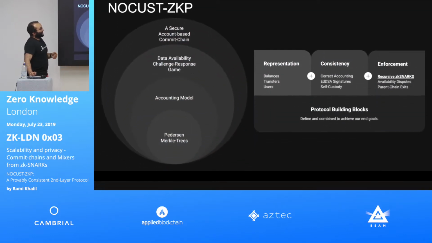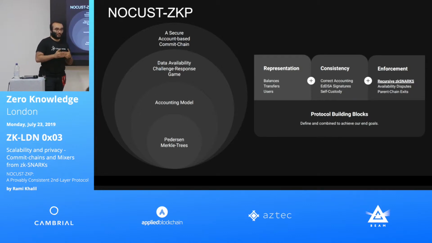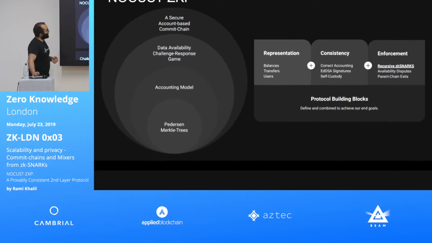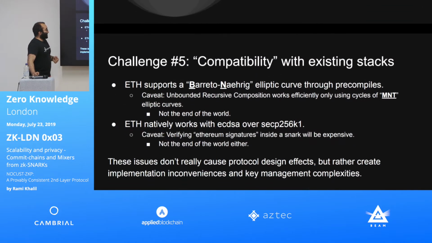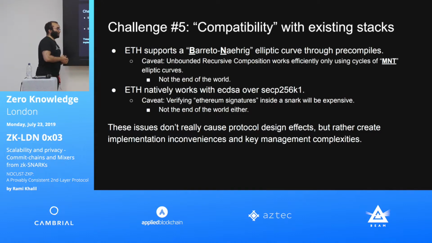So then we go to a version of this old protocol that uses this unbounded recursive structure to not have to predetermine beforehand what it's going to do. It can flexibly accept as many users as it wants, as many transfers as it wants, and only have to do proof generation that is as much as the workload. Then you run into a giant wall of compatibility. For example, Ethereum. Right now, the working version of NOCUST that is deployed is on Ethereum. So this would be our main concern.